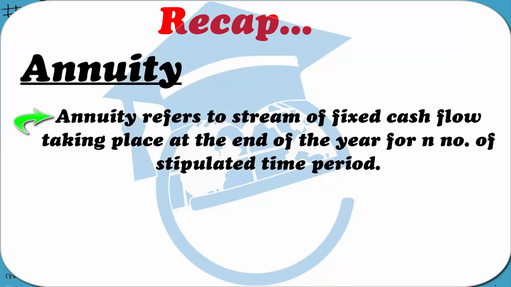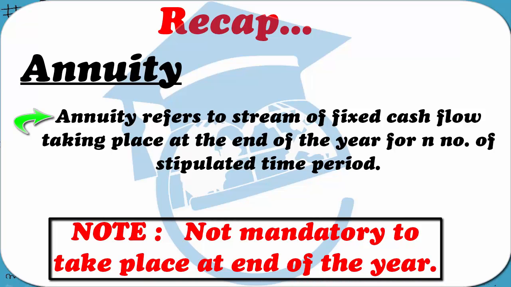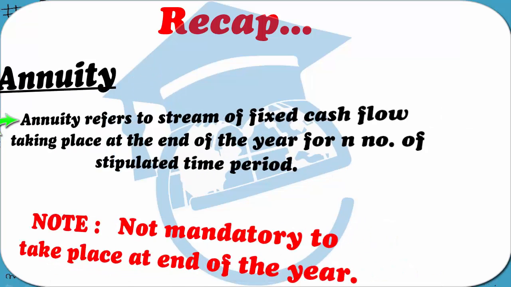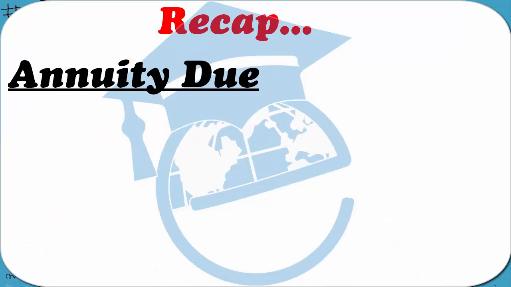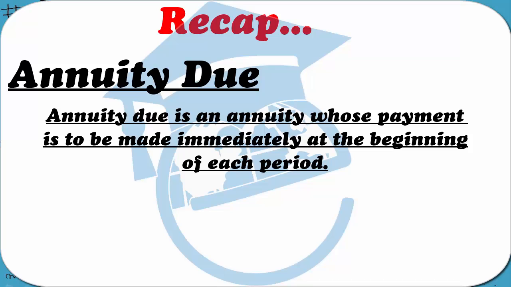We have also seen students that it is not mandatory for the cash flows to take place only at the end of the year. They may take place at the beginning of the year as well, but when the cash flows are taking place in the form of an annuity at the beginning of the year, they are no longer known as annuity, but they are known as annuity due. Regarding annuity due we shall be talking a bit later. So right now let's focus our discussion on the case of annuities.